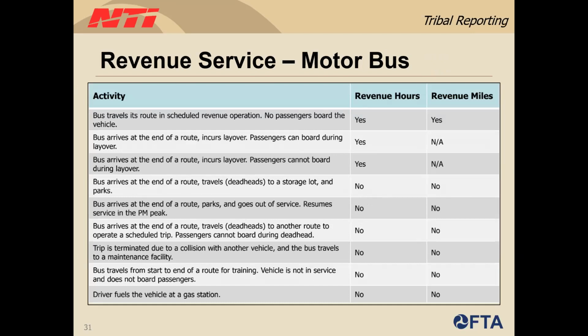And this would be for the bus mode. The bus mode is slightly different, but the same parallel: from the garage to the first stop is not considered revenue service. And then from the last stop back to the garage is also not considered revenue service. Those two are kind of like the main reference points here.